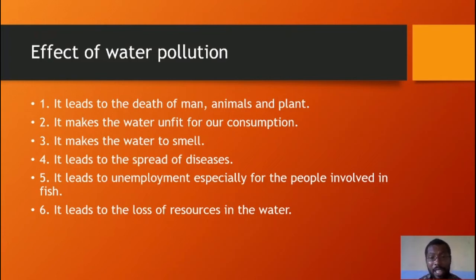Then number five, it leads to unemployment, especially for the people involved in fishing. Pardon me for my error, it was supposed to be fishing, not fish, please. Especially for people involved in fishing.